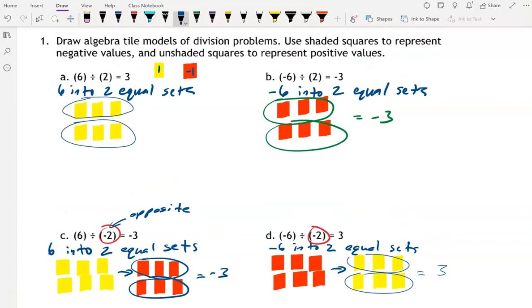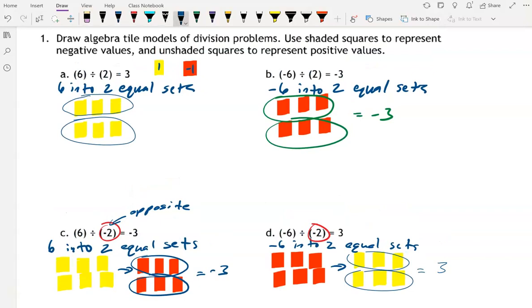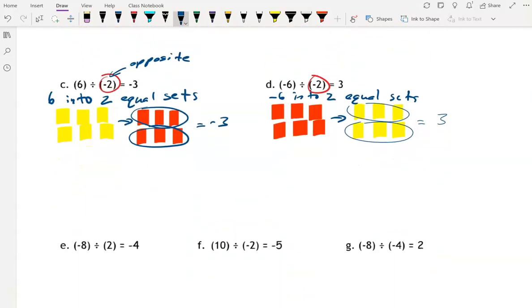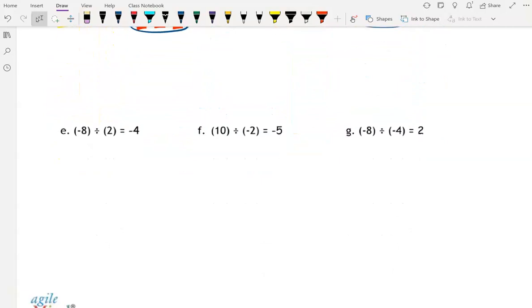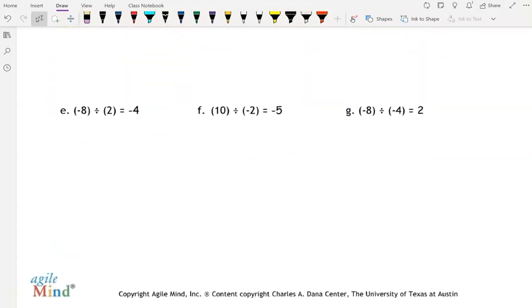So, to recap really quick here, 6 divided by 2, so positive 6 divided by positive 2, is 3. Negative 6 divided by positive 2 is negative 3. 6 divided by negative 2 is negative 3. And negative 6 divided by negative 2 is positive 3. Very interesting how those work out like that. Okay, well let's take a look at some more here with some extra practice.